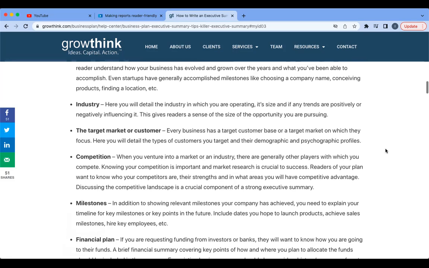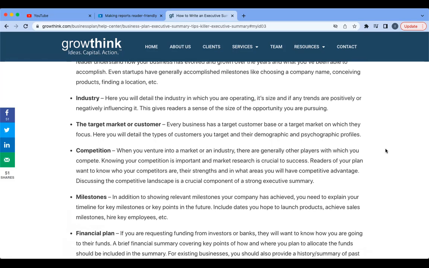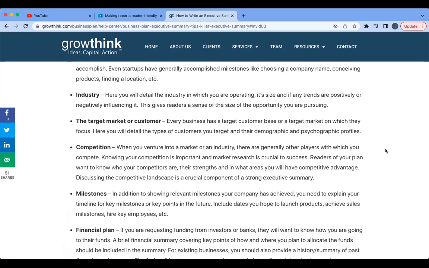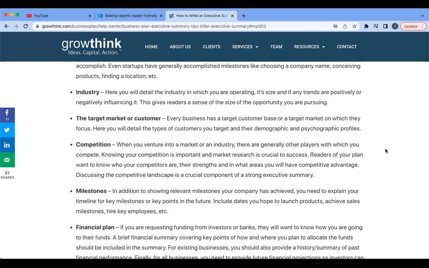Next, you need to analyze the industry. You need to embed the details of the industry that you're operating within, the size of the industry, and the trends that are positively or negatively influencing that specific gap. This will give the reader a sense of the size of the opportunity that you're pursuing, which takes you to the scope of the project.